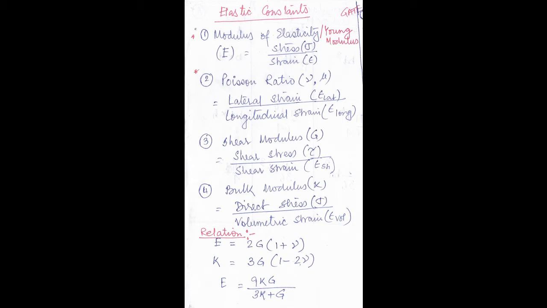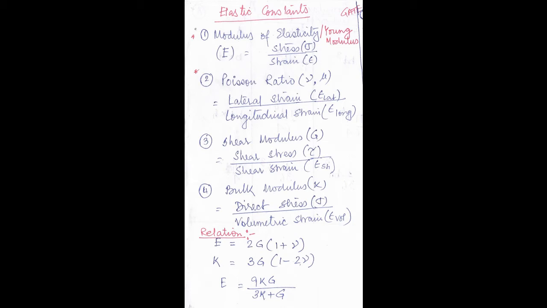Number 3: Shear modulus, capital G. Shear modulus is defined as shear stress by shear strain. The fourth elastic constant is the bulk modulus, capital K. It is defined as direct stress divided by the volumetric strain. So these are the four elastic constants.